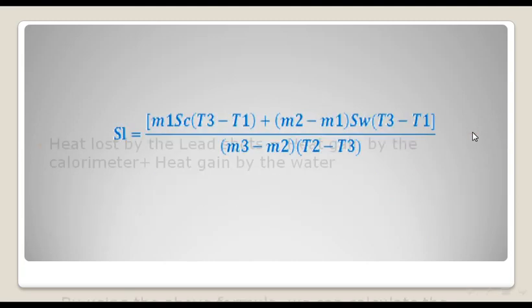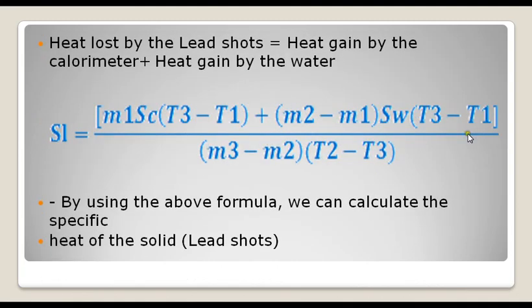Here, according to the method of mixtures, the heat energy lost by the lead shots is equal to the heat gained by the calorimeter plus the heat gained by the water. By performing this activity, we got all the values of this formula. So by substituting all the values in this formula, we can get the specific heat of lead shots. By this activity, we come to know the specific heat of lead shots.